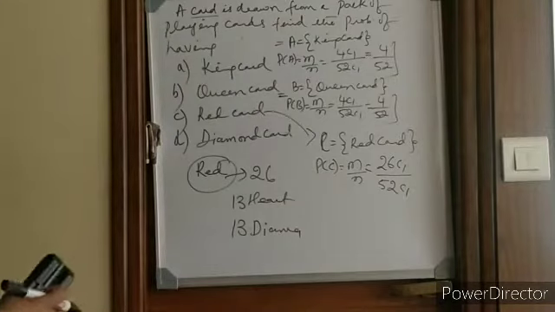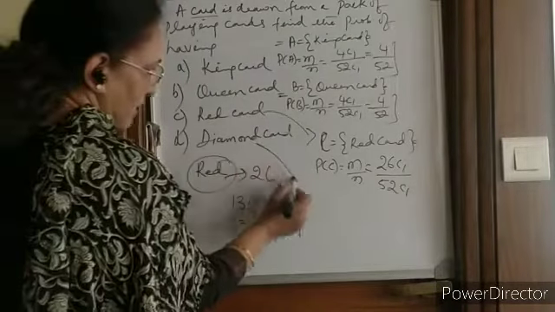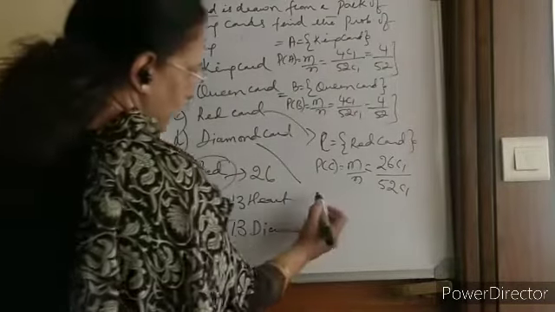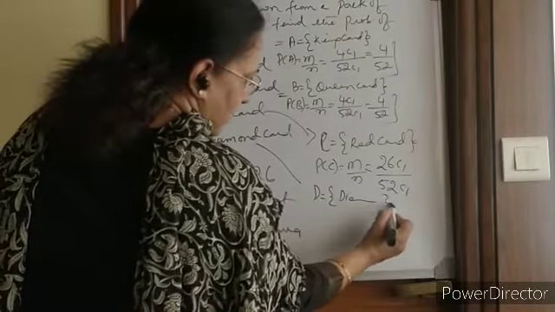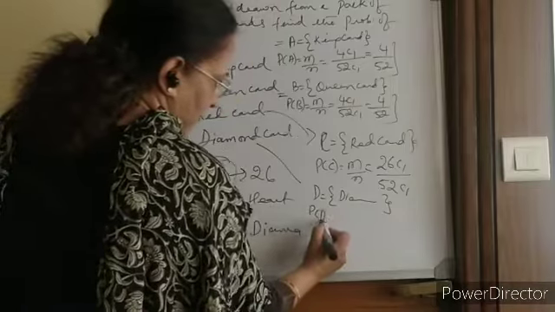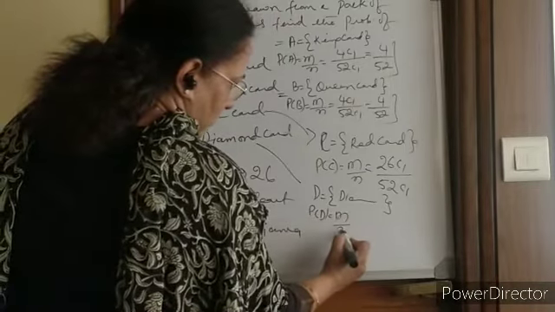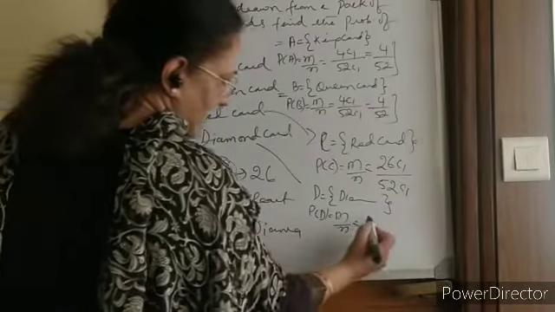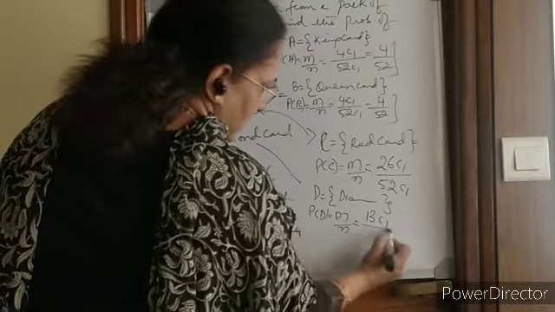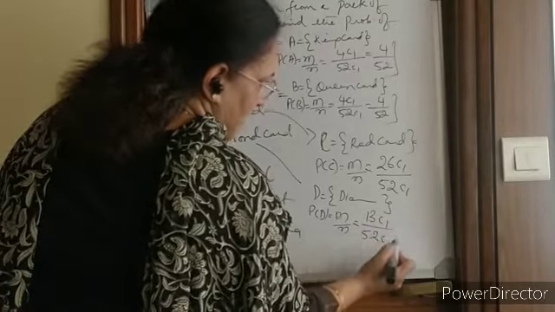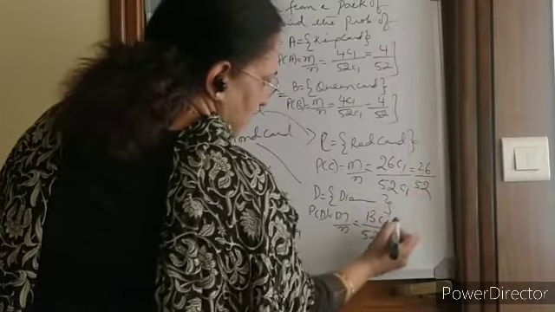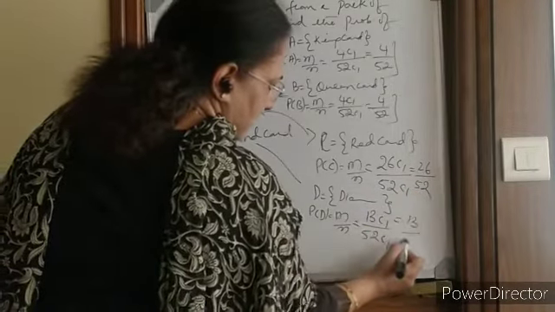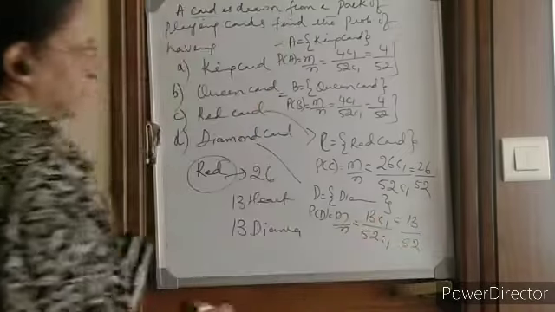Okay. Now on the other hand, if you take diamond, there are only 13. So same thing you will write. D is the event of drawing a diamond card. So probability of D, M by N. How many diamond cards? Only 13. So 13C1 divided by 52C1. Of course, you can write this as 26 by 52. Now this will become 13 divided by 52.